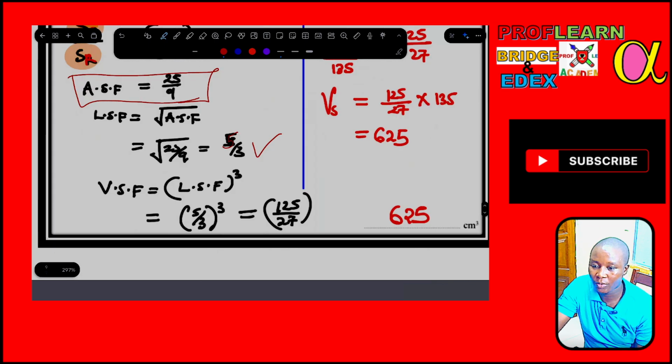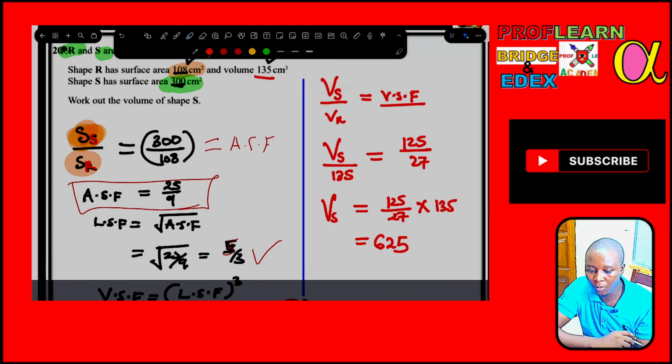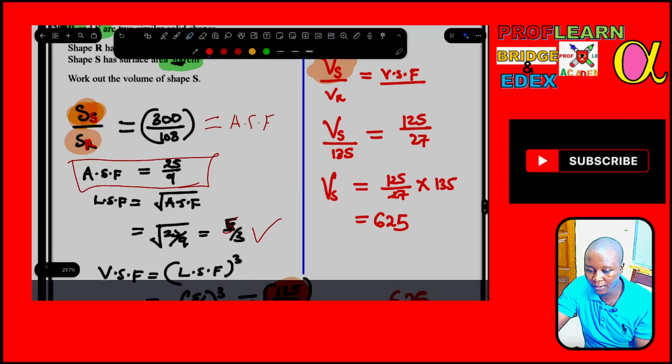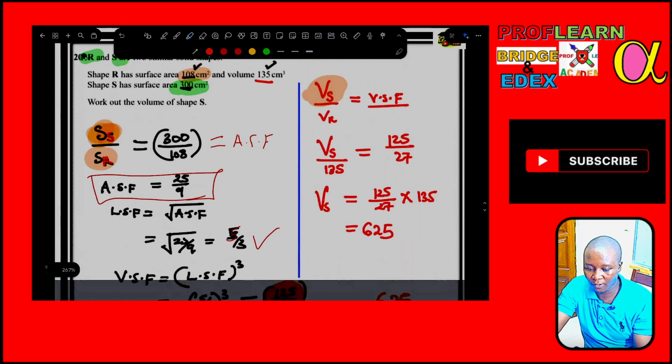But from linear scale factor, we can get volume scale factor. And volume scale factor is linear scale factor cubed. So meaning anytime you're doing these questions, you must have a linear scale factor so that you can convert to area scale factor or to volume scale factor. Now, volume scale factor in this part is 125/27. Then we can now say volume of S. Now, if you started with a surface area of S, you must also start with volume of S over volume of R, and that is going to give us what we call the volume scale factor.